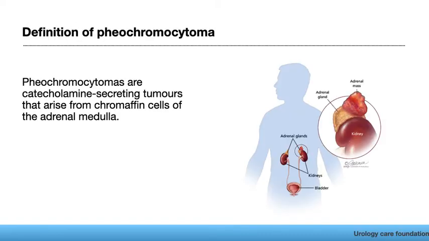So, what's pheochromocytoma? Pheochromocytomas are catecholamine secreting tumors that arise from chromaffin cells of the adrenal medulla. And as we can see in the image here, they are only located in the adrenal gland.